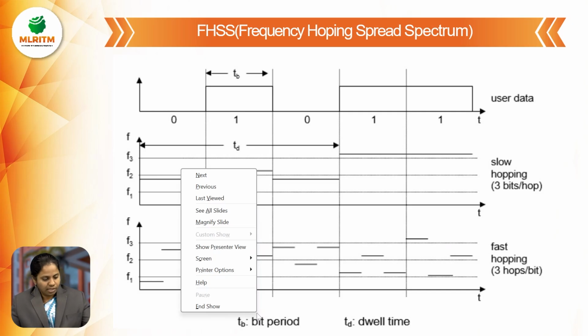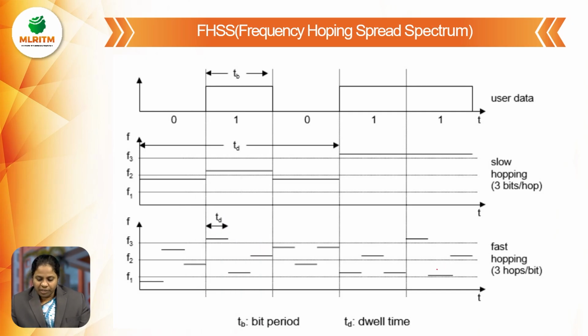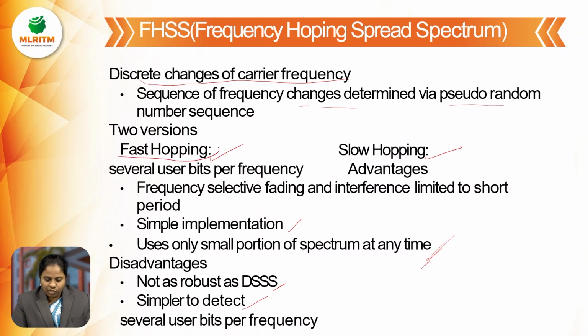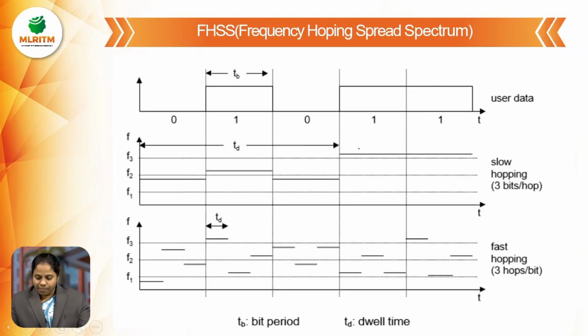Here we can see in frequency hopping spread spectrum, as we have discussed, there are two versions, fast and slow hopping. That is clearly explained in this figure. User data: when it comes to slow hopping, it is 3 bits per hop. At a time, we are transmitting only 3 bits. When it comes to fast hopping, it is 3 hops per bit.